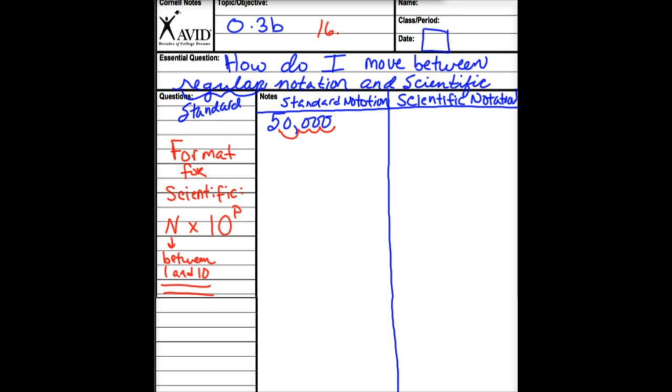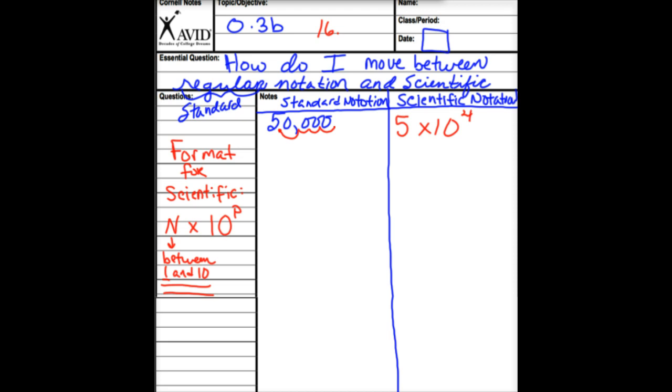And I'll stop right at 5.0, because if I go one more I get 0.5, and that's less than 1. So I stop between those first two numbers and I say 5, and you can write 5.0 if you want, but because it's all zeros, that's not necessary. 5 is my number between 1 and 10, and then I say times 10 to the, and I just count how many places I moved the decimal. On this one, it was 4 places, so I do a positive 4.